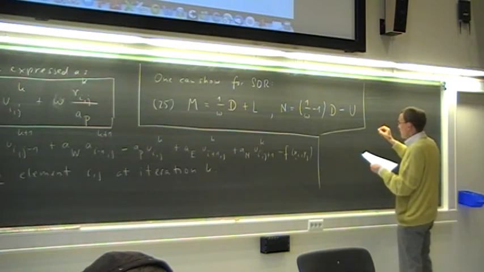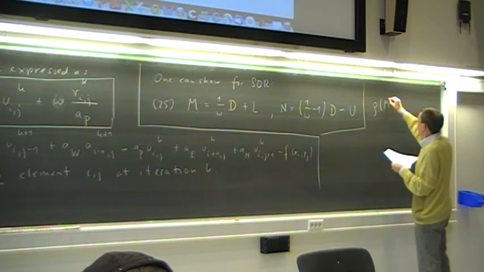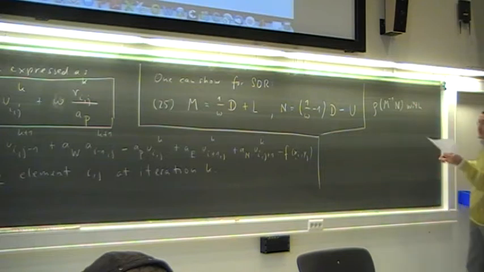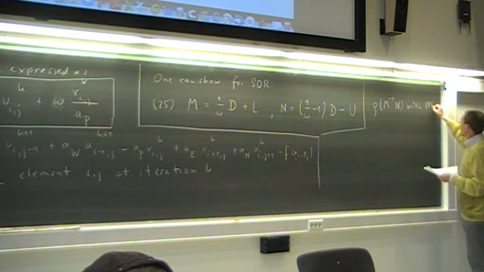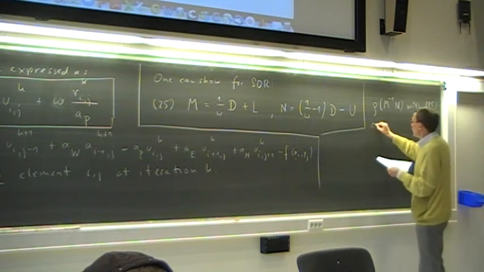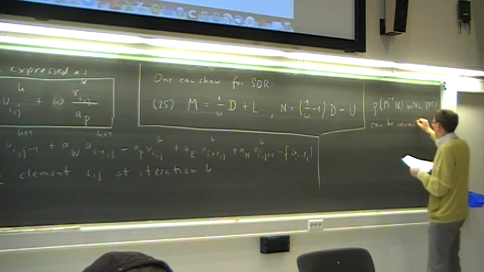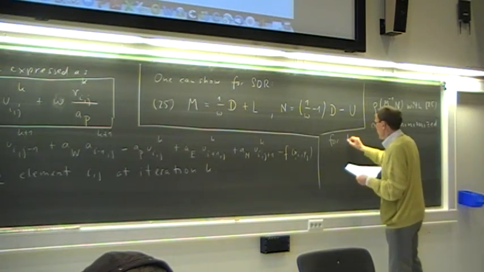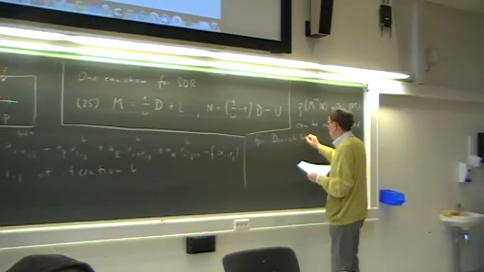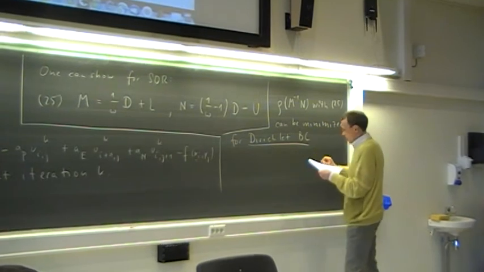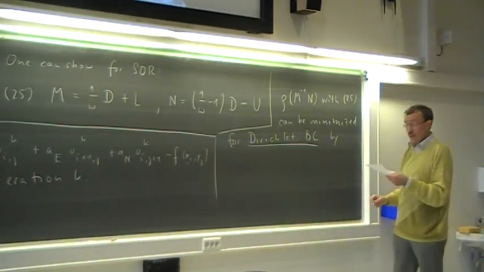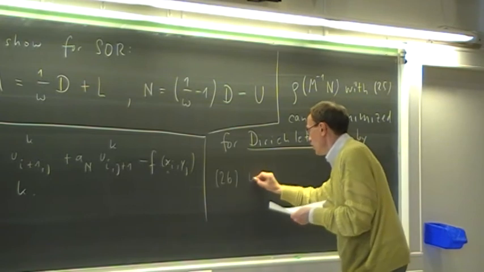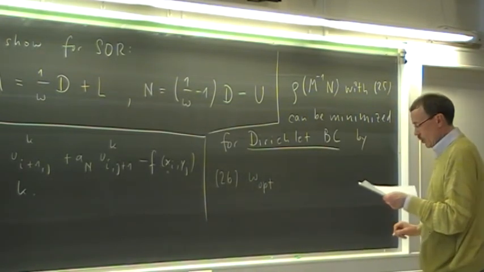So then we can say that this spectral radius, with this choice M minus 1 N with our method, is then for the SOR something that can be minimized. Here we are restricting ourselves to directly bounded relations. And it turns out, you find that in the textbook by Pletcher, Anderson, Tannehill, you choose the optimal relaxation parameter omega the following.